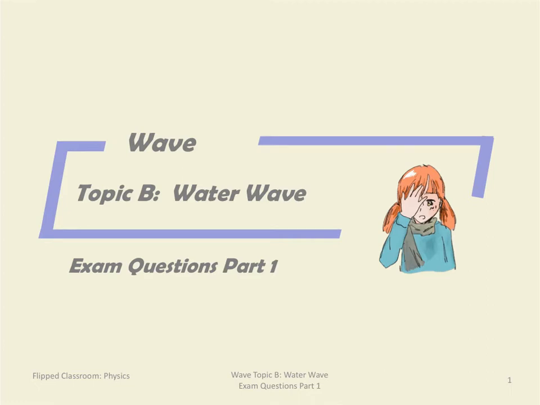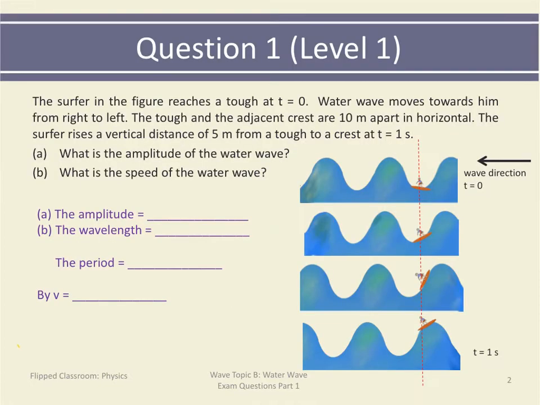In this video, questions about water waves are used to demonstrate the four properties of waves: reflection, refraction, diffraction, and interference. Now, question 1. The shepherd and the figure reach a trough at the time t equal to 1 second.